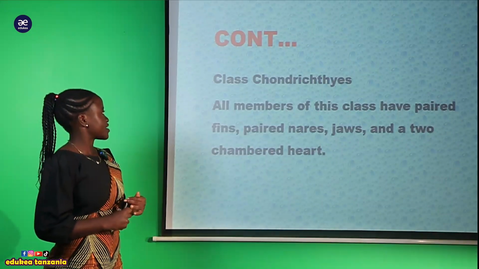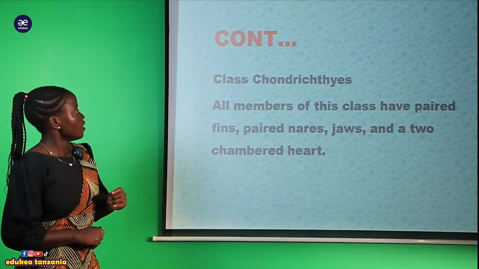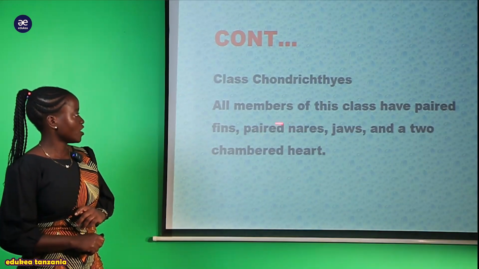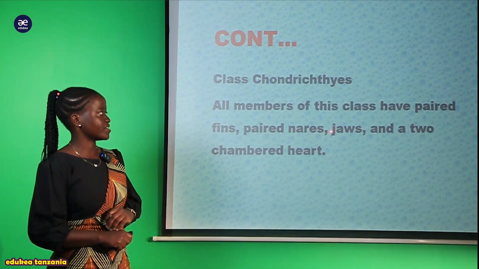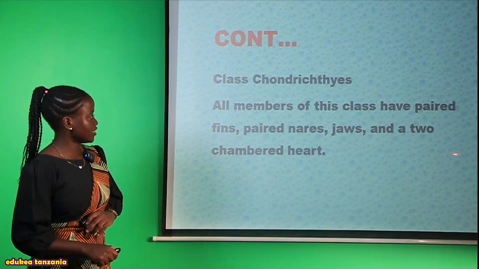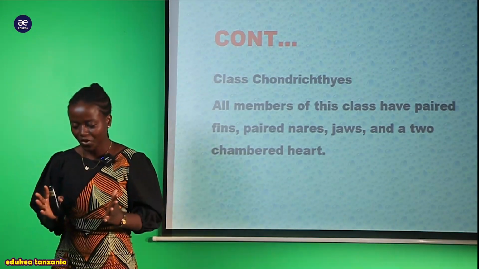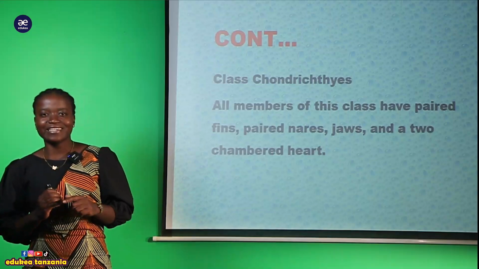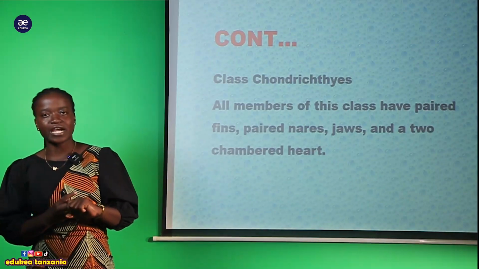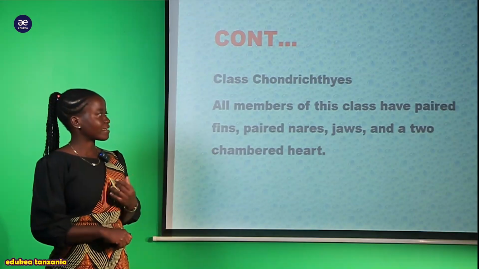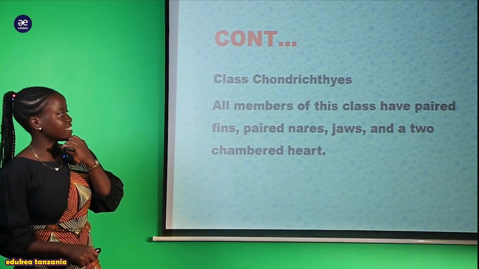So we are saying that all members of this class have paired fins. Also they have paired nares. They have jaws and a 2-chambered heart. Kwa hawa organism wote ambao wanapatikana ndani ya hii klasi ya Chondrichthyes, mostly tunaita cartilaginous fish, hawa wanakuwa na hizi characteristics, meaning that they have paired fins.